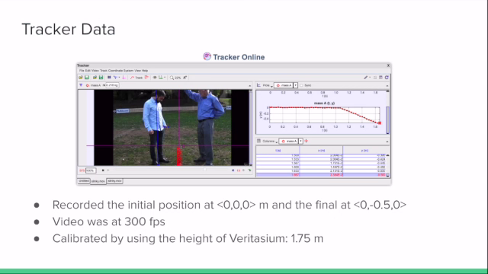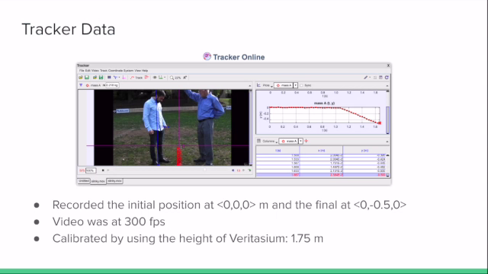For the actual experiment, we'll use Tracker, which will observe the data of the position of the slinky over time. And the initial position of the slinky will be at 0, and the final will be at negative 0.5 in the y direction. This video was at 300 frames per second and was calibrated by using the height of the YouTuber at 1.75 meters.